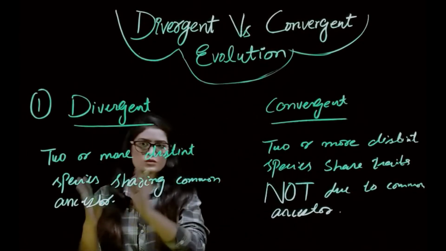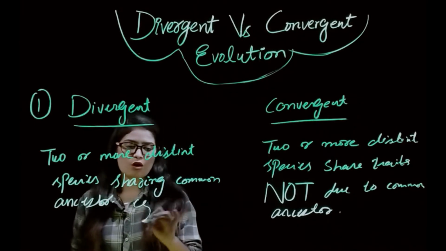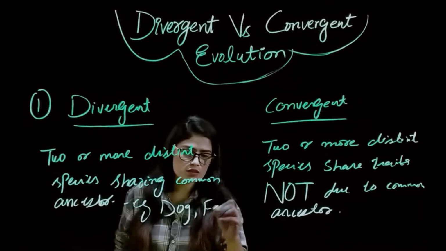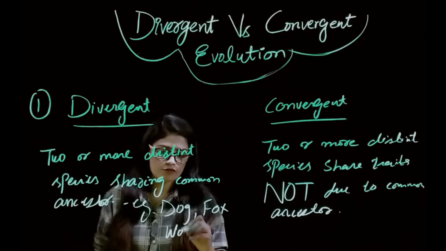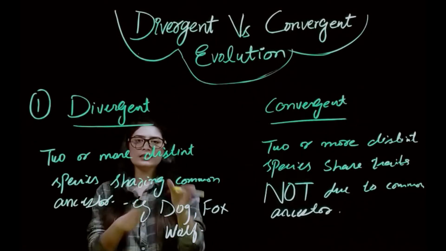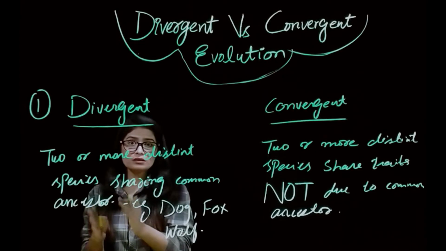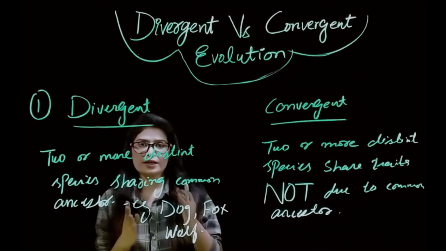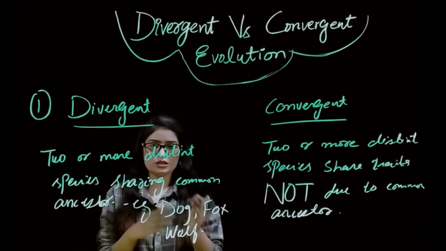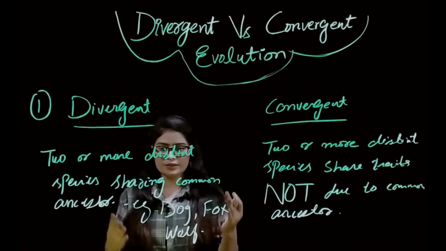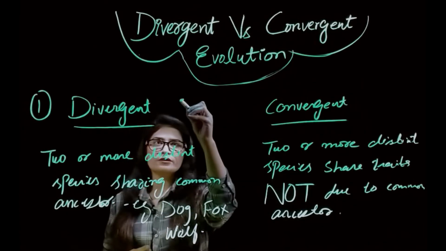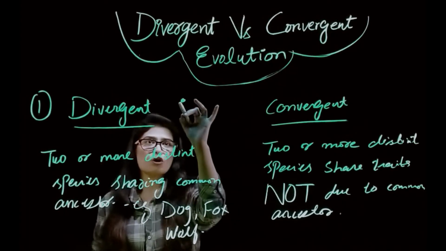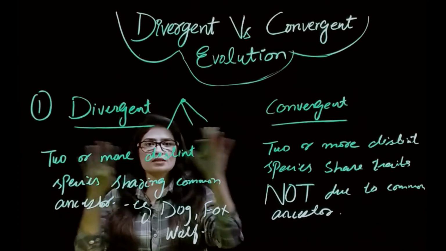For example, in case of divergent, we have the example of dog, fox and wolf. They all have a common ancestor. But over the passage of time, when they don't need to get together, when their functions actually change, they separate. From the start, the initial point is the same. They share the common ancestor, but with the passage of time, they separated.